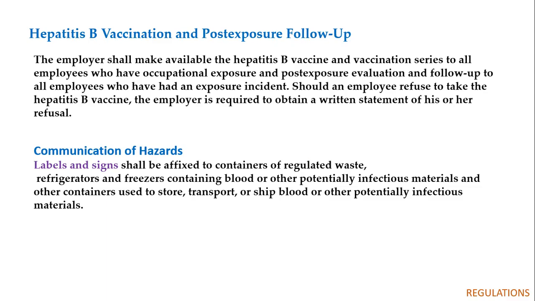Now, under this exposure control plan, there should be communication of the hazard to employees. This can be done by labels and signs that should be affixed to containers of regulated waste, refrigerators and freezers containing blood or other potentially infectious material, and other containers used to store, transport, or ship blood or other potentially infectious material.